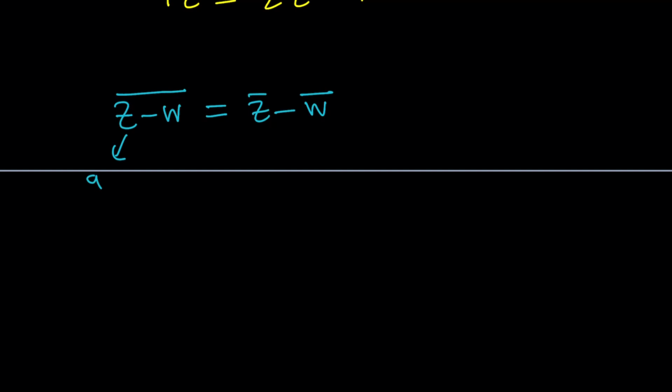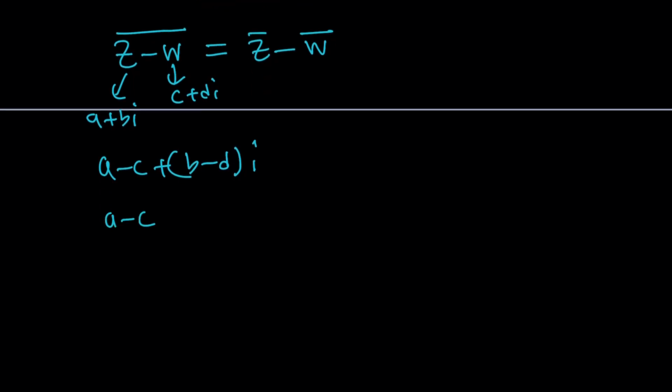Replace z with a plus bi and replace w with c plus di and apply both sides. First of all, let's take a look at the difference. It's going to be a minus c plus (b minus d) times i. This is the difference. I'm going to conjugate it, and that's going to be a minus c minus (b minus d)i. That's the left-hand side.